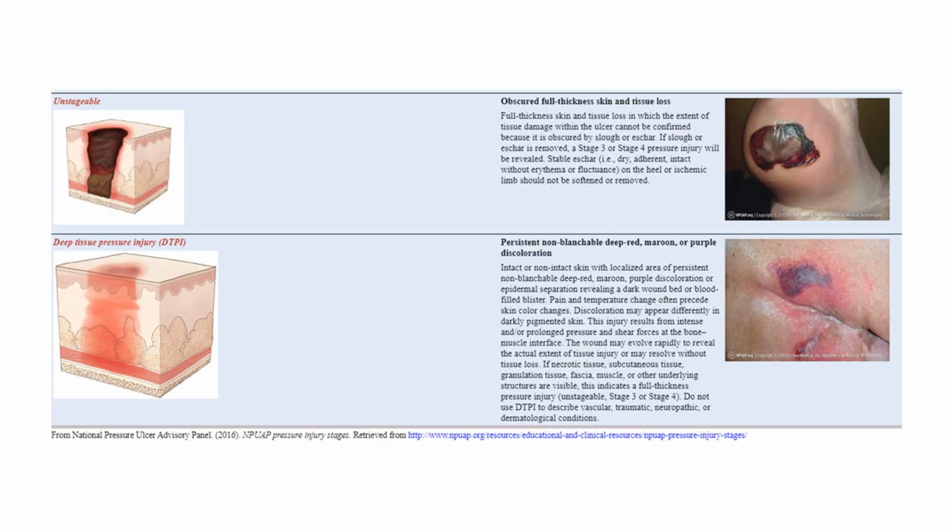So here we have our unstageable. This is obscured full thickness skin and tissue loss. The extent of the tissue damage within the ulcer cannot be confirmed because it's obscured by slough or eschar. If slough or eschar is removed, a stage 3 or stage 4 pressure injury will be revealed. Stable eschar, which is dry, adherent, and intact without erythema or fluctuance, on the heel, that's the most common spot, or on an ischemic limb, should not be softened or removed. We actually like to keep this intact so that the body can do its job of healing.